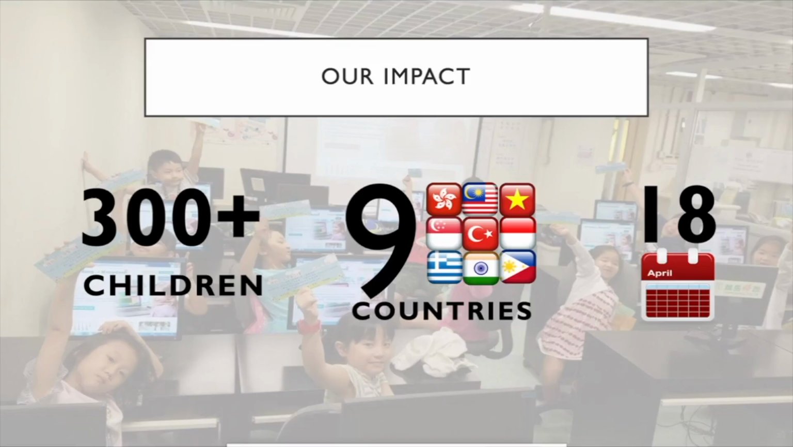Our impact: by running the program for 18 months, we are able to reach 300-plus children in 9 countries. The countries are Hong Kong, Malaysia, Vietnam, Singapore, Pakistan, Indonesia, Greece, India, and the Philippines. In these 18 months, we worked with our partners and supporters to give all these children logins to the English reading program, Reading Kingdom. The children you see in the background are those in Hong Kong. Most of them are children of single mothers, and they're enjoying their logins. They're showing you the logins they got on paper that they can use to log into the English reading program.